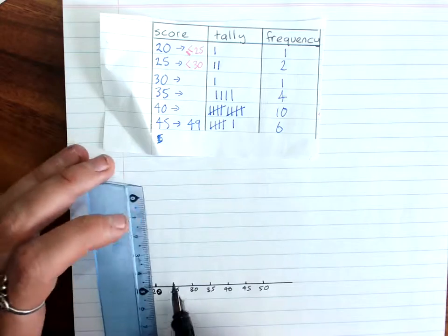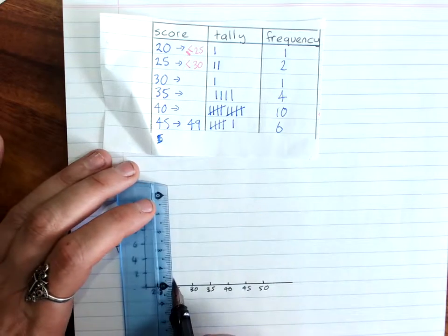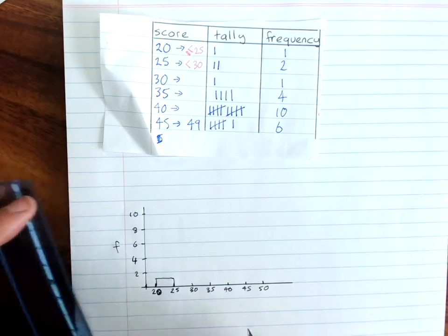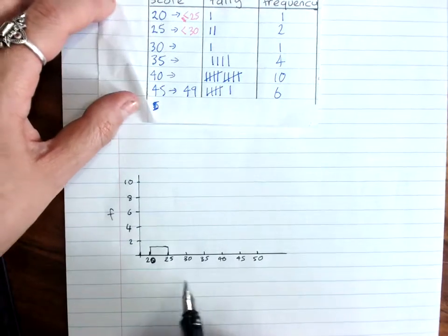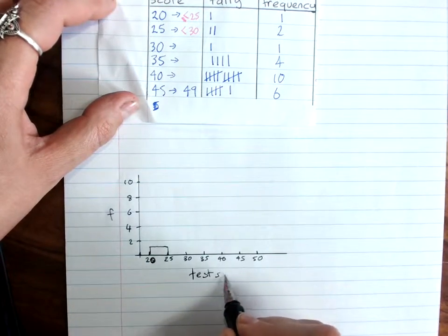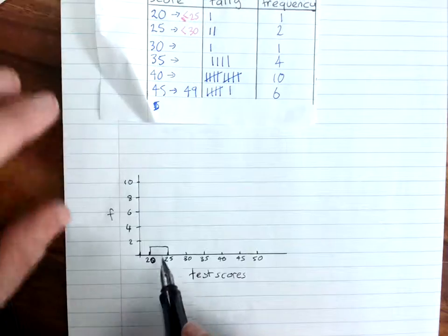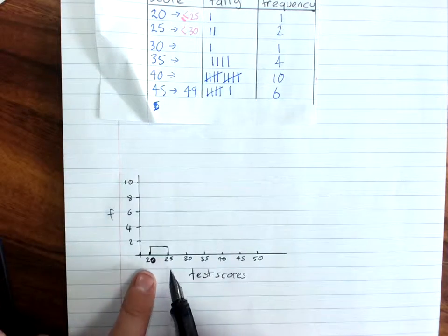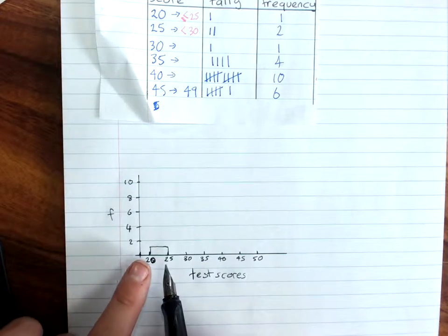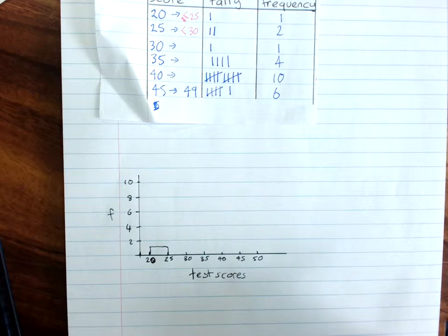And then, of course, we do our columns in exactly the same way. We would label this test scores. Sorry about the noise outside. We would make our columns, so the only difference with grouped data is numbers on the outside of the columns.